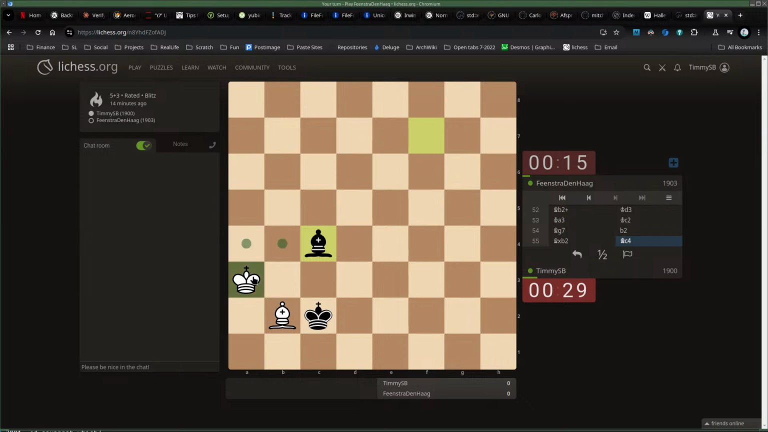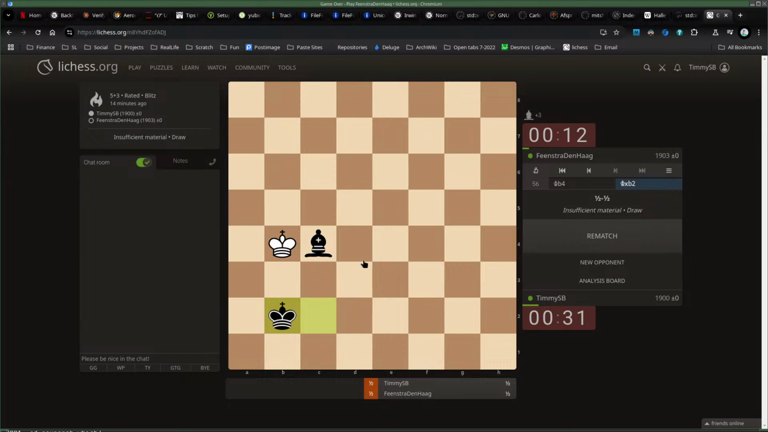Why is this not a draw? Black can still mate.